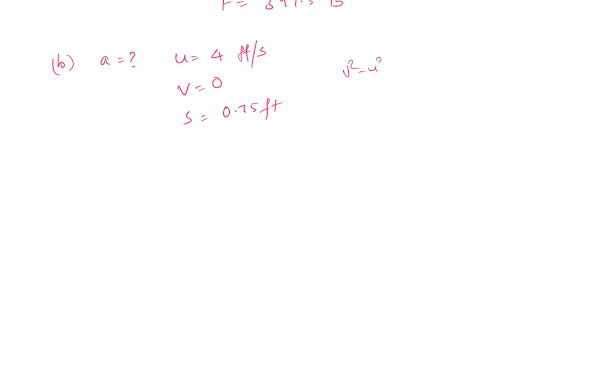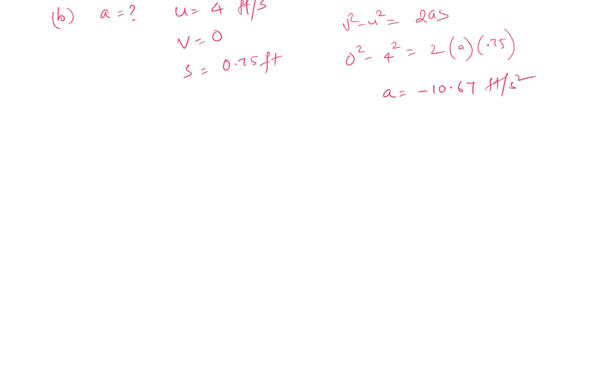So here u is 4 feet per second, v is 0, s is 0.75 feet. So we use v square minus u square is 2as, right? So 0 square minus 4 square is 2a times 0.75. So you get about negative 10.67 feet per second square. So that's the deceleration.